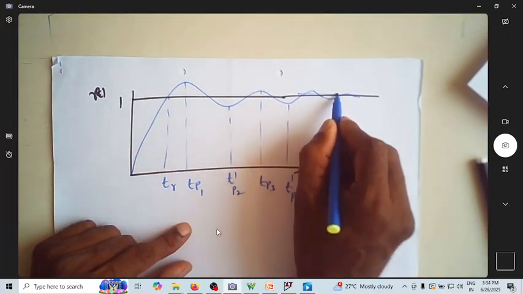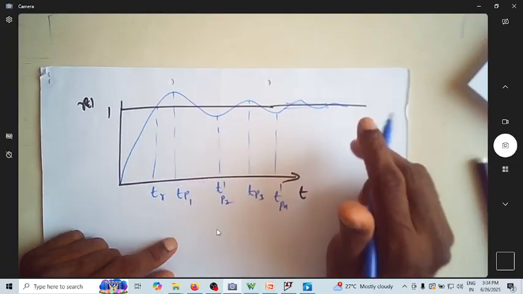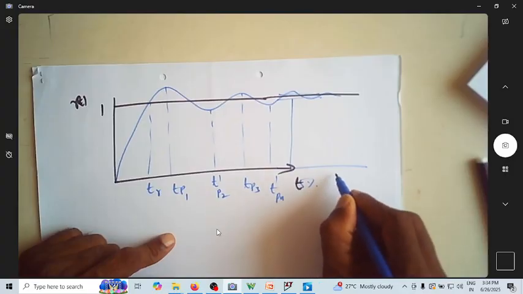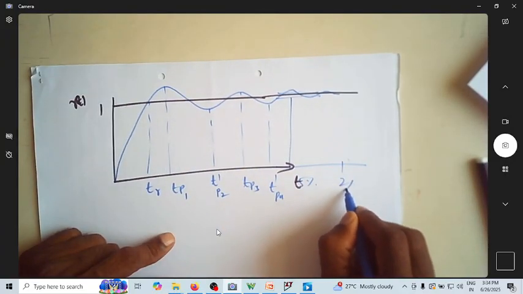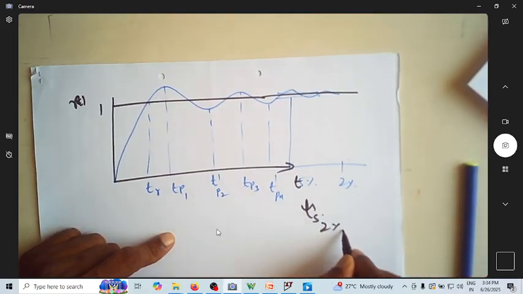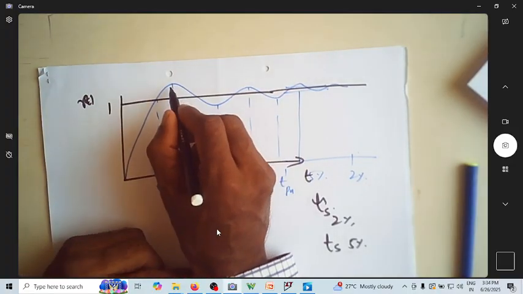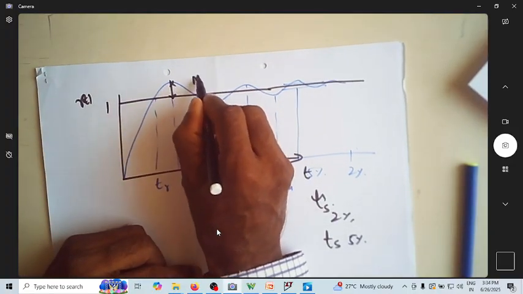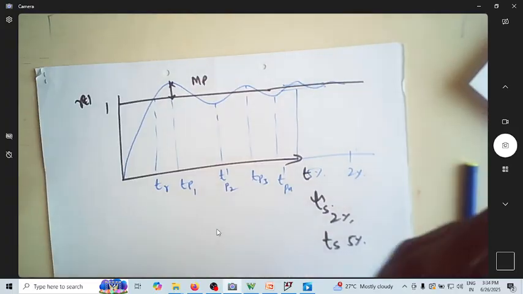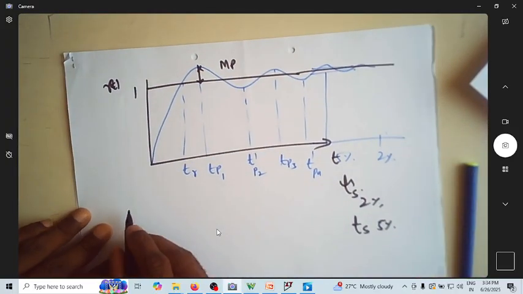Of course, we know that it will settle down to the final value at t equal to infinity. You cannot wait till there. So that's why we say 5% tolerance, and of course you're going to have a 2% tolerance band. So that's what we have: TS 2% and TS 5% tolerance band. And we will also define one parameter called MP, the maximum overshoot. All of you by this time know the expressions for all those parameters.